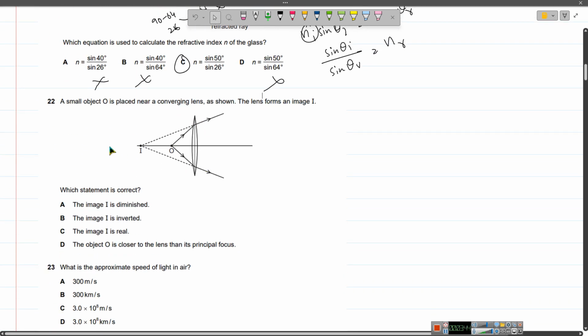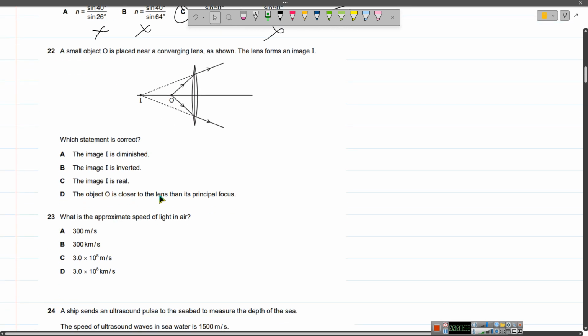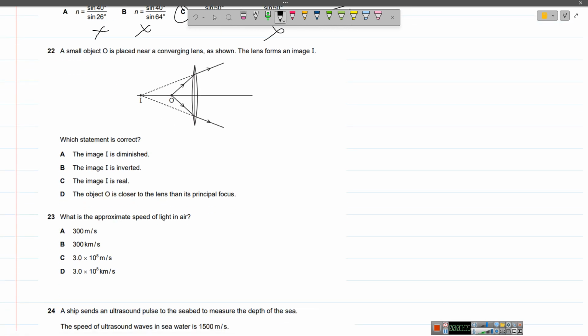Okay. A small object O is placed near a converging lens as shown in this. The image forms I, right, at the back. Which statement is correct? The image is diminished. The image is inverted, right? And the image is real, not possible, right? Because it is on the same side as the object. Through the lens, it has to be on the other side. The object O is closer to the lens than its principal focus. We can say that because the image is forming at the back. So yes, right? That's the only way it will form an enlarged image, right? You can see that this is the apparent image, virtual image, which can be observed here, right?